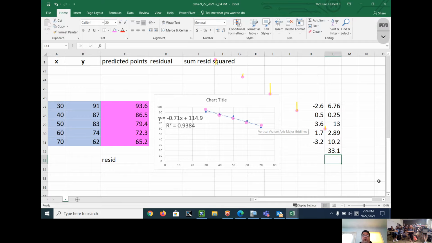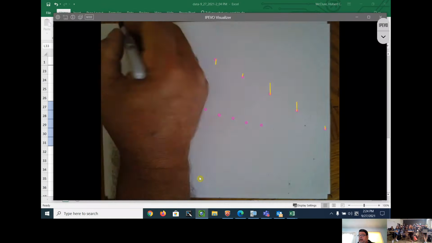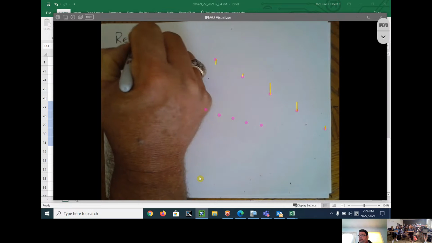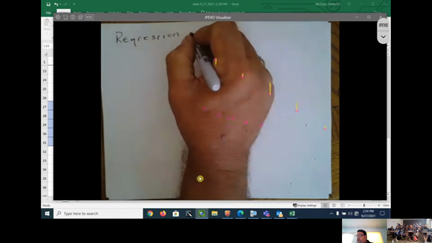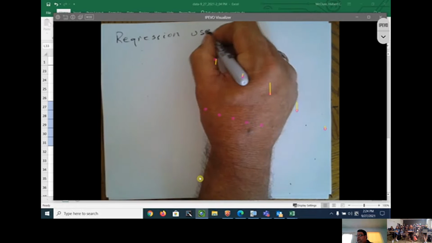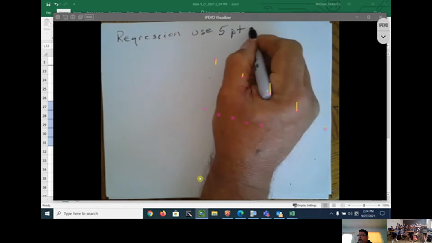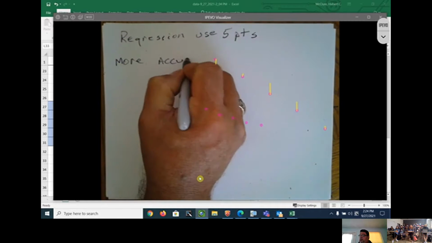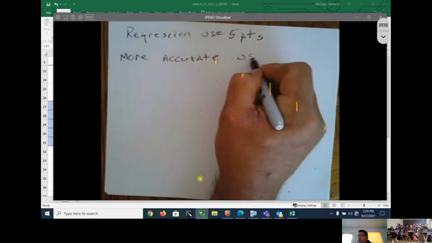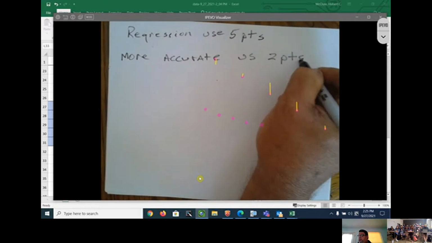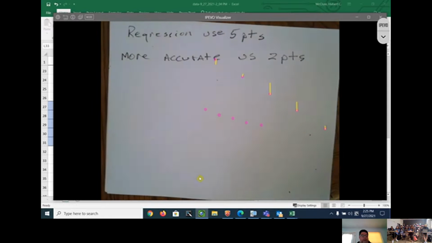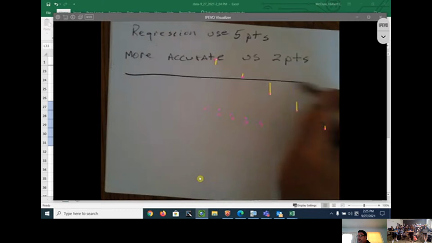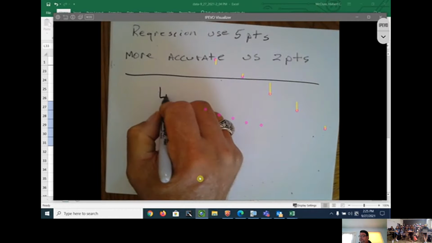So with all of this work, they're trying to get you to understand that a regression line using 5 points is more accurate than using 2 points. And this is another example of the law of large numbers.